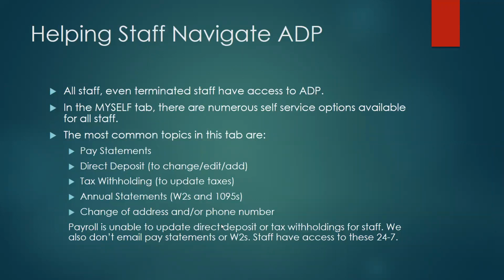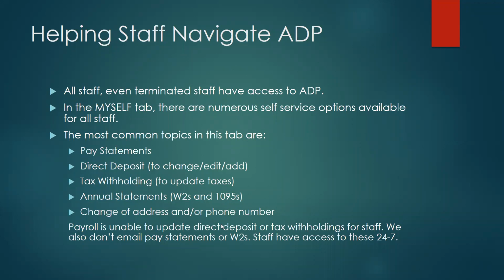So I know you guys get a lot of questions from staff on where to find things in ADP. So even when a staff leaves employment with Easter Seals, they still will always have access to ADP. And that's so that they can get their pay statements, their W-2s. So even terminated staff still have access to ADP. And once employees log in, they're also going to use that My Self tab. And there are a ton of self-service options in there.